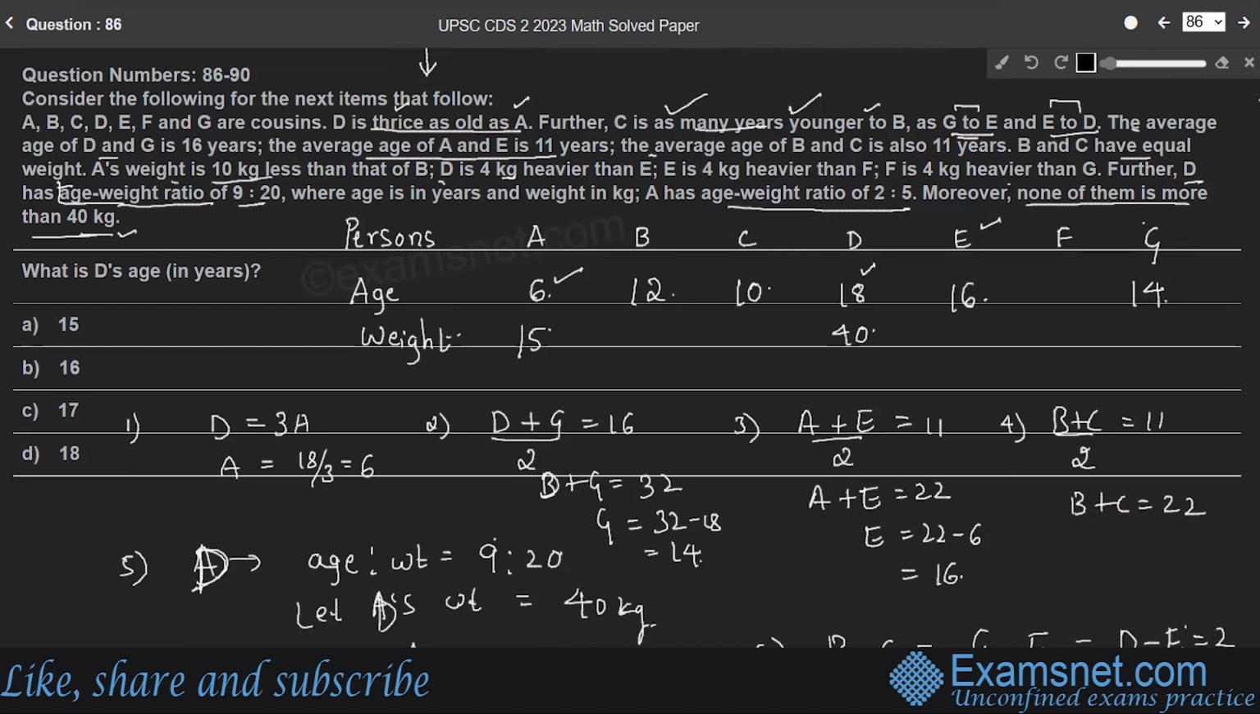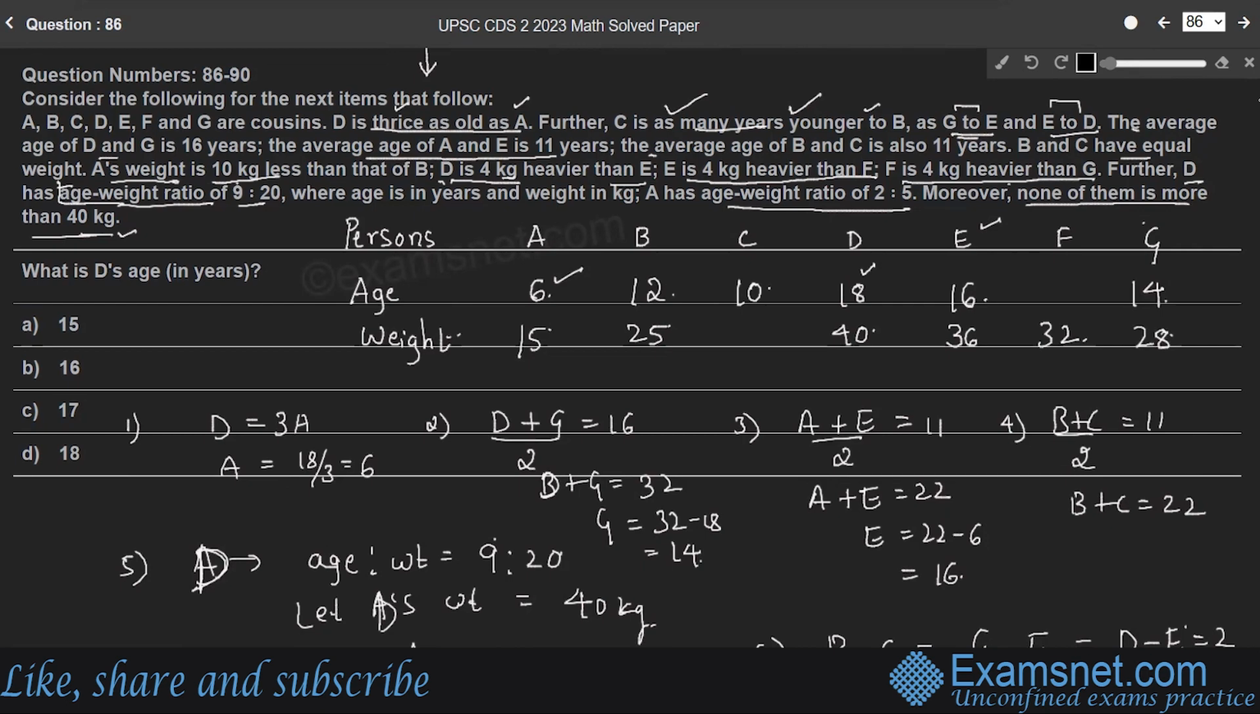A's weight is 10 kg less than that of B. That means B is 25 kg, right? D is 4 kg heavier than E, so E's weight is 36. E is 4 kg heavier than F, so F's weight is 32, right? And F is 4 kg heavier than G, so G's weight is 28.